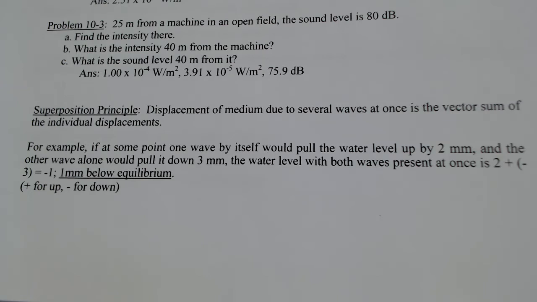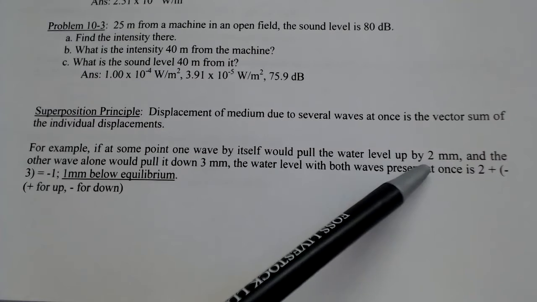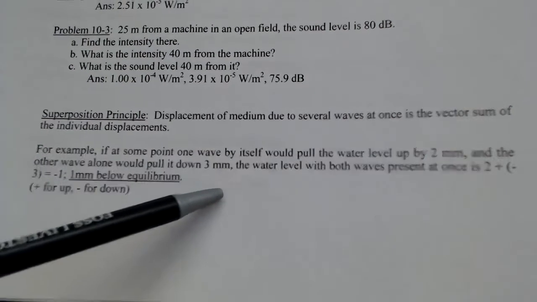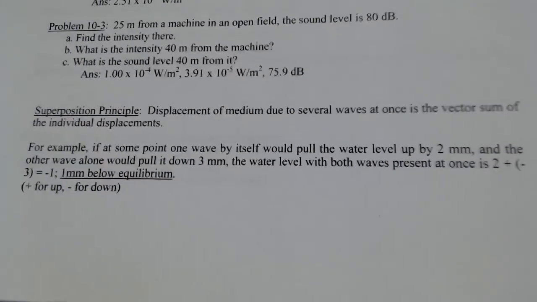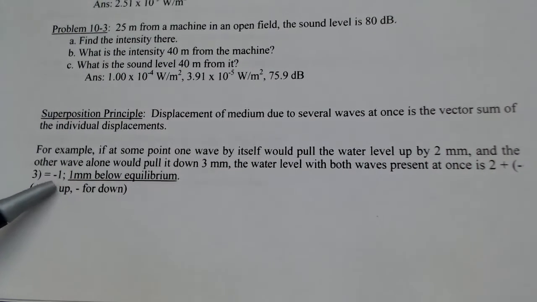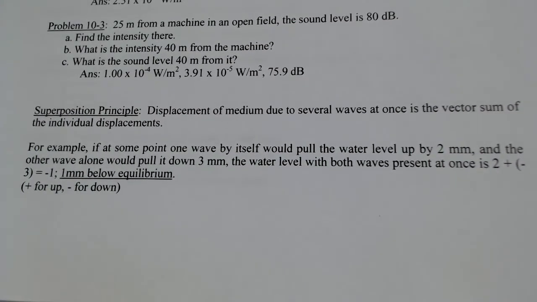At that moment when both waves are in the same place at the same time, what does it do to the water level? Well, for example, if one wave wants to pull the water level up by 2 millimeters, that's what would happen if that one was the only wave present. And at the same point, if the other wave was the only one present, it would pull the water down by 3 millimeters. Then if you have both present at the same time, what happens to the water level? +2 added to -3 gives you -1. The water level would be 1 millimeter below its equilibrium position.